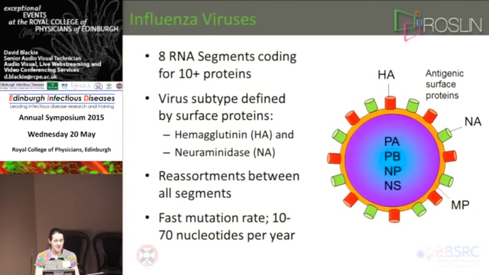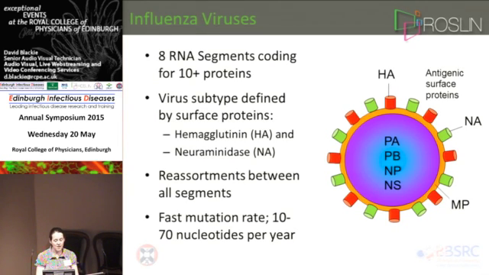Influenza viruses are RNA viruses. They are segmented viruses, and they code for around 10 or so proteins. They have two surface proteins, hemagglutinin and neuraminidase, and these define the subtype of the virus. Because the virus is segmented, it's possible that you can have reassortment between the segments. So you can have many different types of subtype, but also the internal genes can swap around as well.